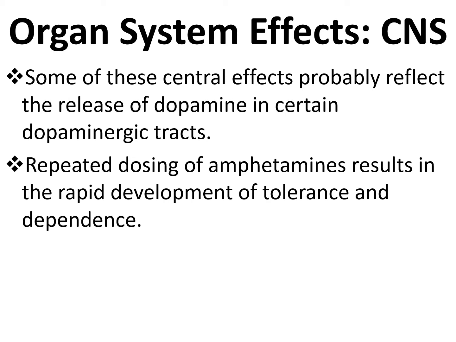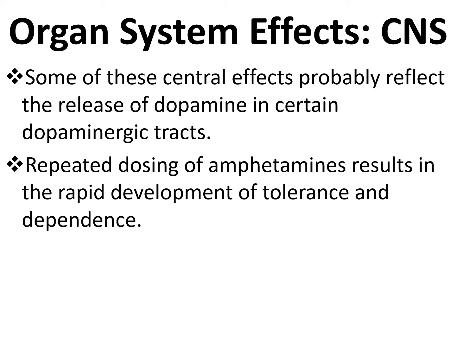Repeated dosing of amphetamine results in the rapid development of tolerance and dependence. See, amphetamine is actually a mixed acting drug, especially an indirectly acting drug which displaces the stored neurotransmitter from the vesicle. Continuous use may deplete the stored neurotransmitter from the vesicles. So once the stored neurotransmitter is depleted, it can lead to tolerance and dependence. So amphetamine is an agent where gradually, frequent administration may lead to tolerance and dependence.